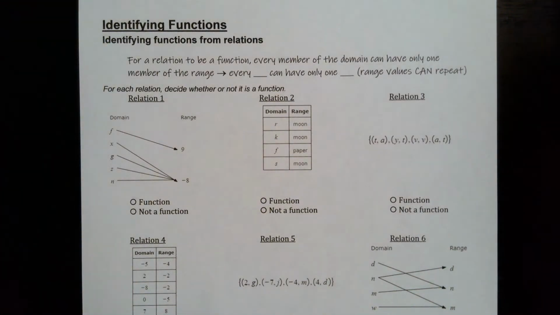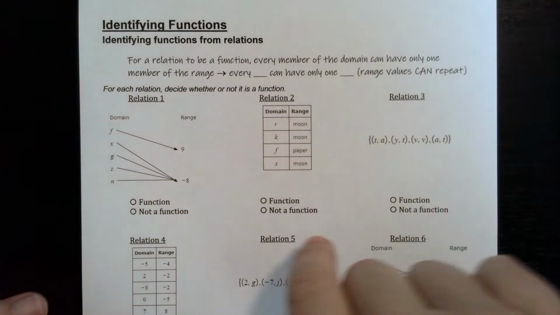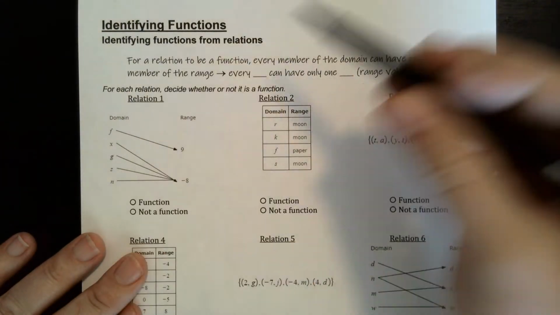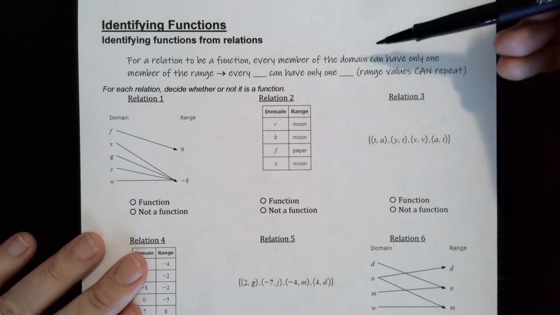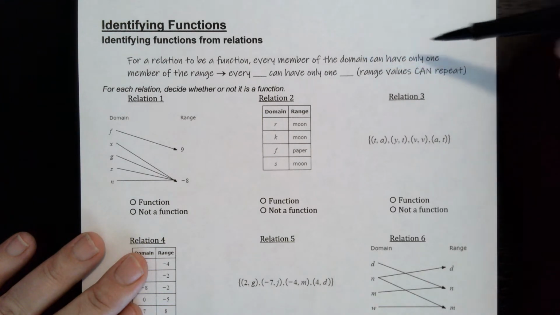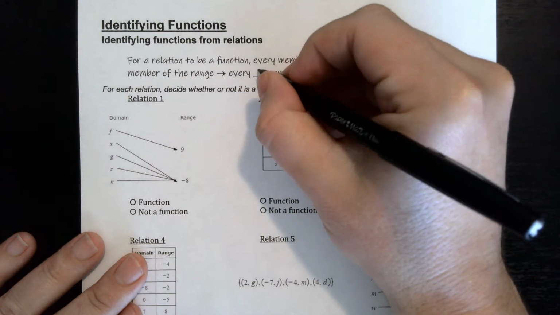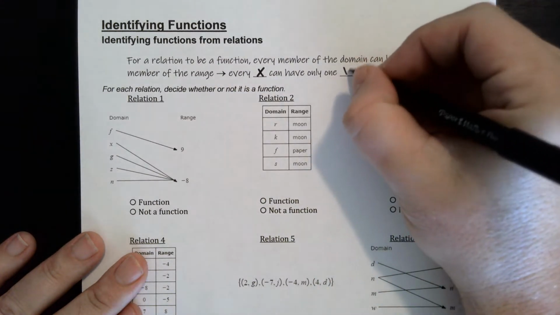In this video, I'll be talking about identifying functions from relations. So for a relation to be a function, every member of the domain, your x values, can have only one member of the range, your y value. So every x can have only one y.